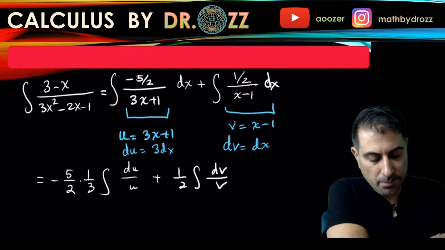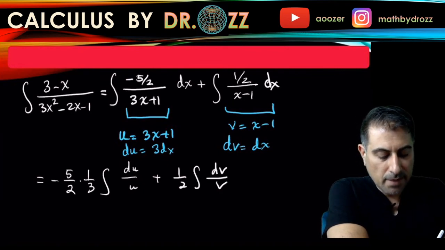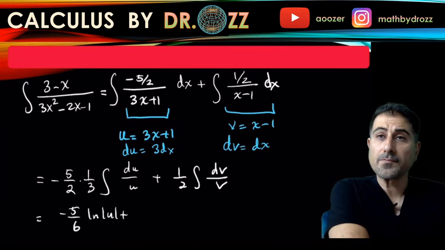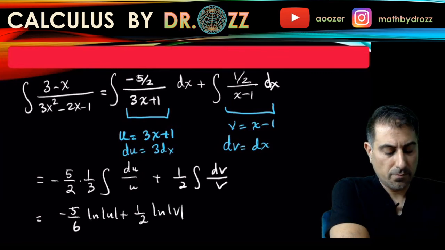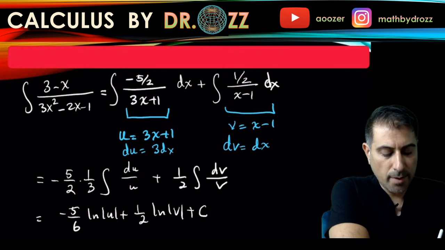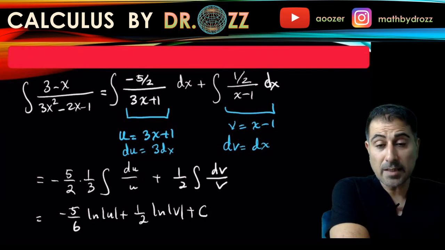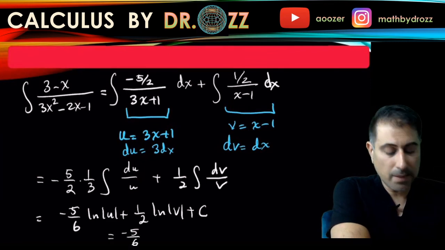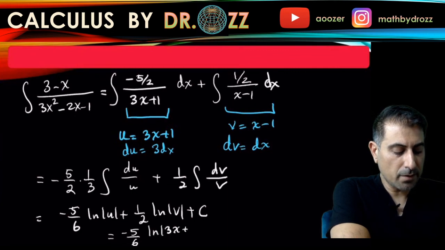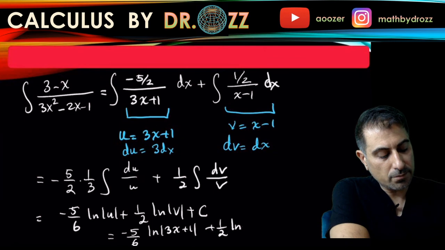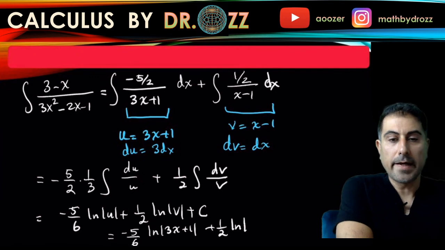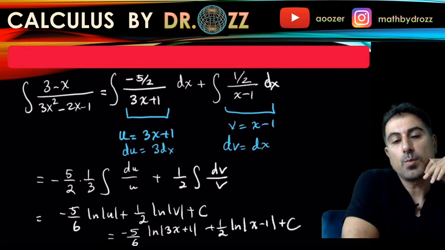These are logarithmic type integrals, so minus 5/6 ln of u plus 1/2 ln of v plus C, right? And you can go ahead and write down or back substitute u and v here. Minus 5/6 ln of the absolute value of 3x plus 1 plus 1/2 ln of the absolute value of x minus 1 plus C.